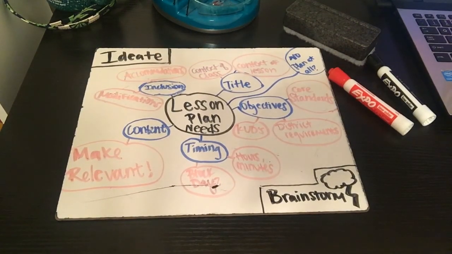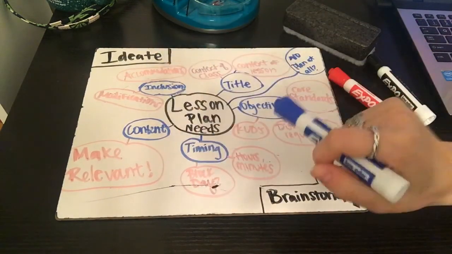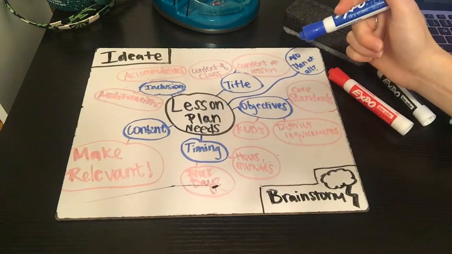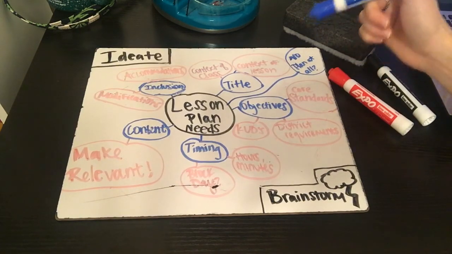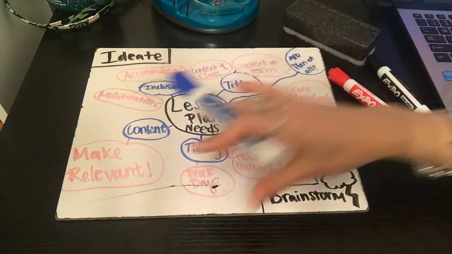Before I started researching the different types of lesson plans that are out there, I actually made a list of all the things I thought I would need for it to be effective for my classes. I took this stage as a chance to really think about the different parts of a lesson plan, and from that list, I created this graphic organizer.